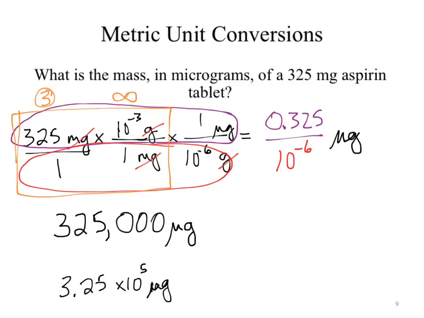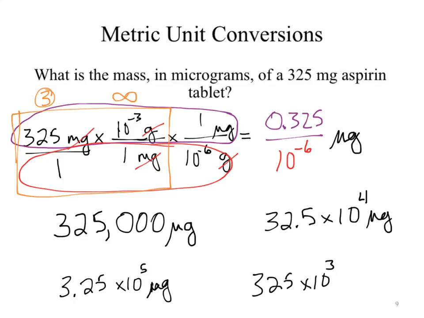Are there other versions of scientific notation that we could use here? Or other ways to represent this? What we talked about in the morning. How about 32.5 times 10 to the 4th micrograms? Is that still the same number? Yep. Why don't we just write it 325 times 10 to the 3rd micrograms?